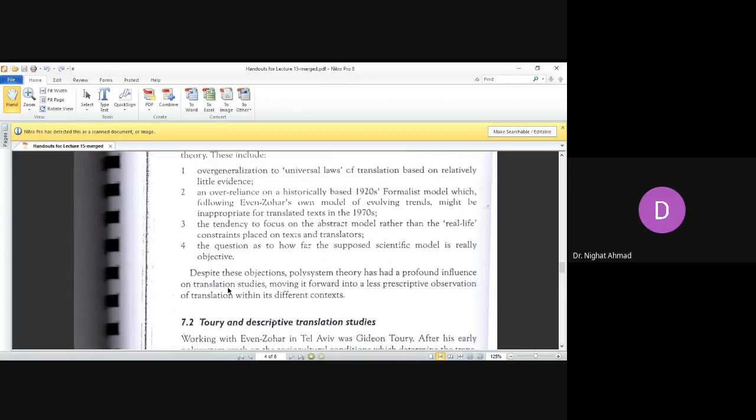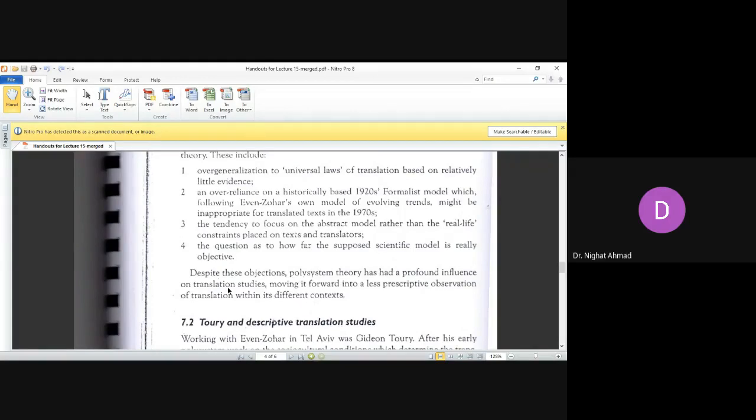And the last was the question of how far the supposedly scientific model was to be applied, and how it was to be seen: was it really objective, the way it was done and carried on? So, despite these objections, system theories had a profound influence.